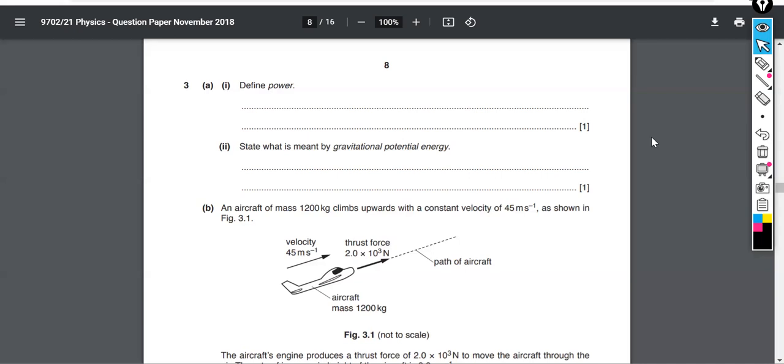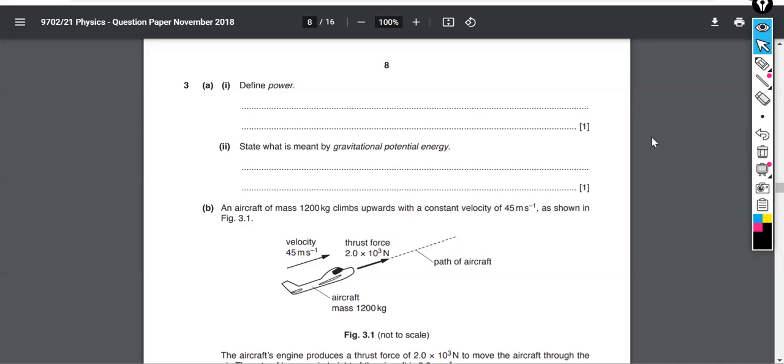So does anybody remember for power? Did anybody put that down in their definition? Power is a scalar quantity. Very good. Defined as the rate at which work is done, or the rate that energy is transferred or converted from one form to another, and it's measured in watts. The watt is the unit of power.